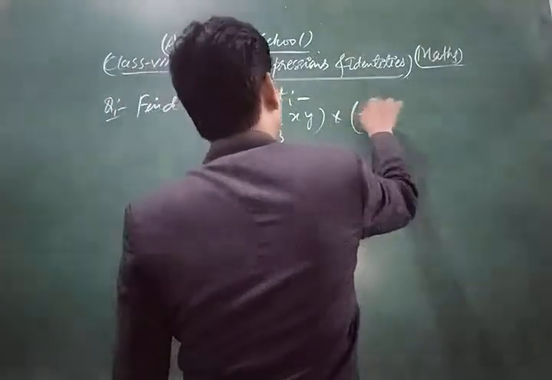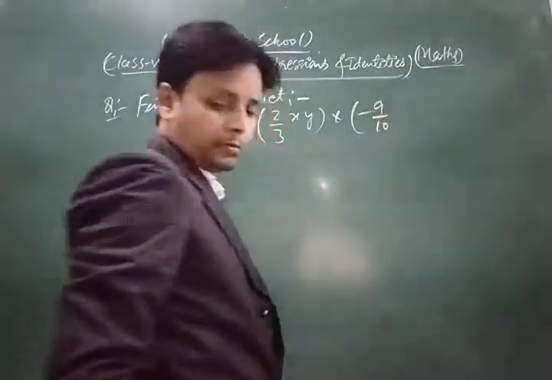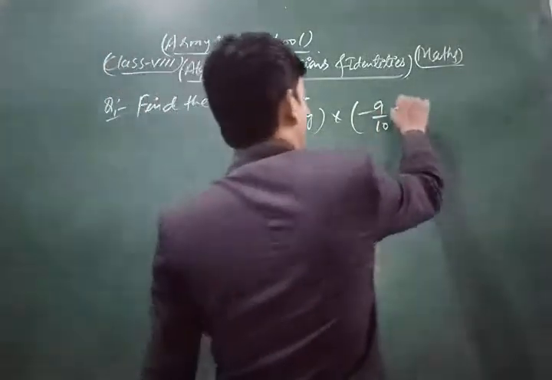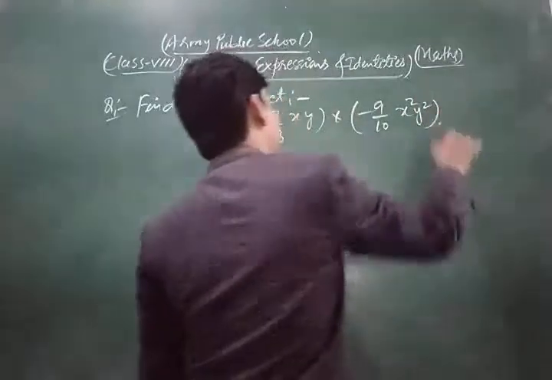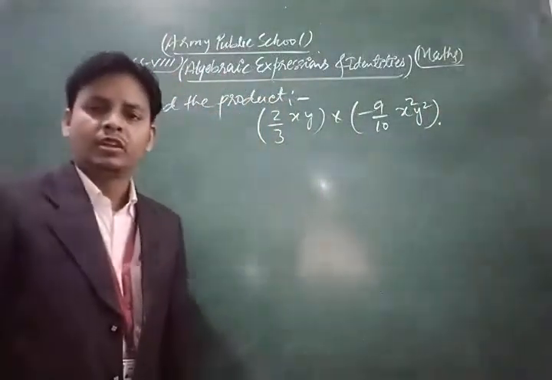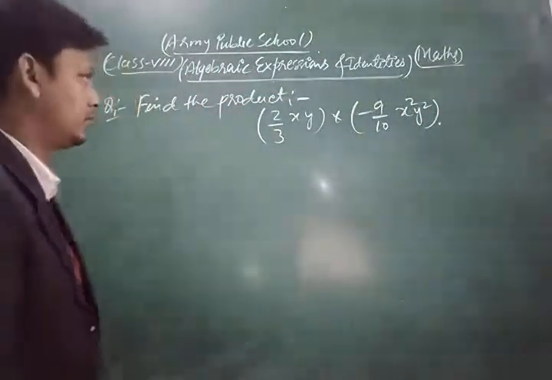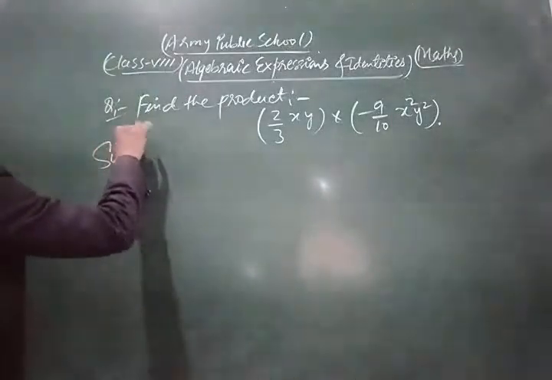into minus 9 upon 10 x square y square. This is a very important concept question. Now let's see the solution.